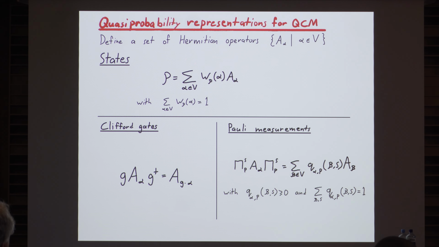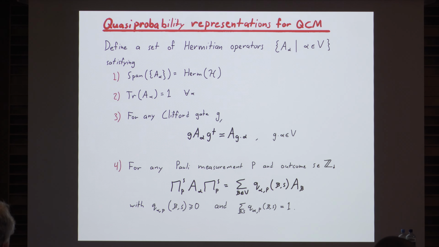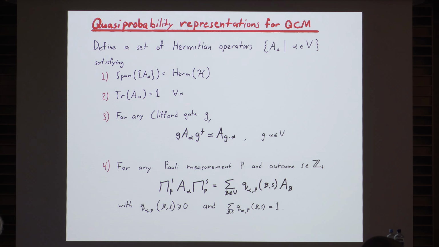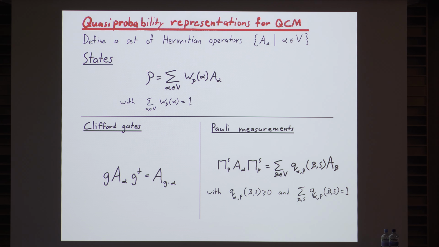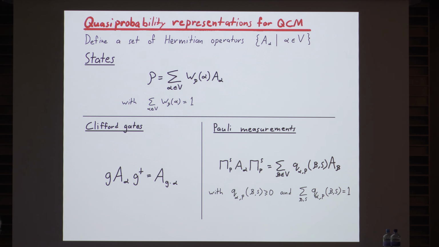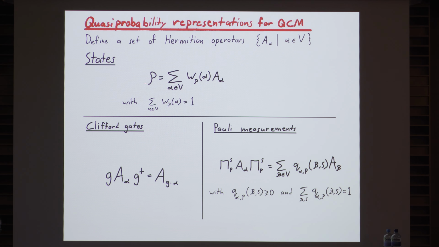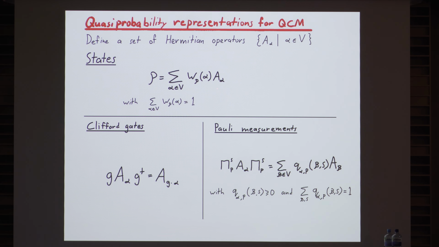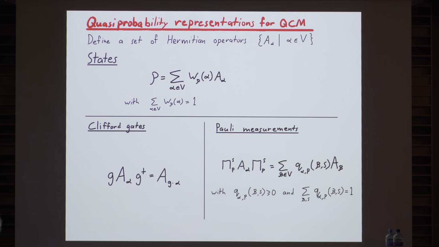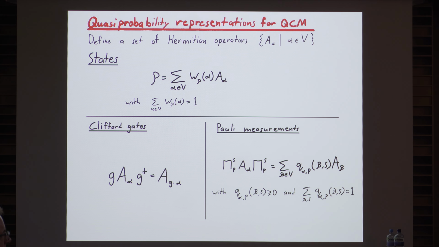So here's what the representation of states looks like. Since we have these first two properties, that they span the space of Hermitian operators and they're normalized, any state represented as a density matrix can be expanded in these operators. And if you take a trace of this equation, on the left-hand side you just get 1, and on the right-hand side you get a sum of the coefficients. So these coefficients are normalized. That's why we call this a quasi-probability distribution, or quasi-probability function. But they're not necessarily non-negative, so it's not a proper probability distribution.